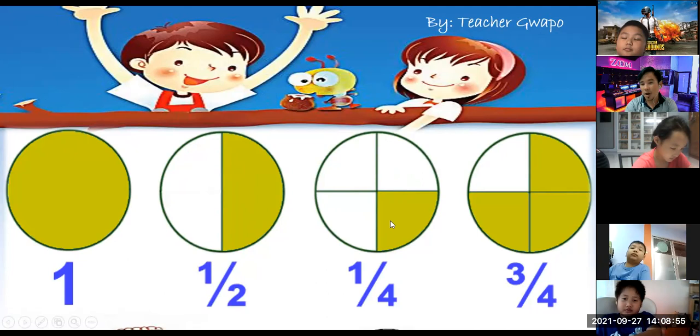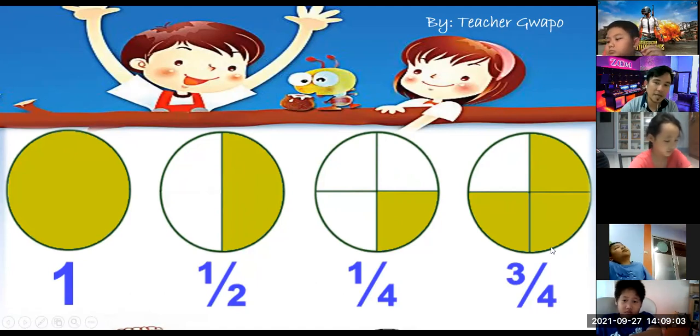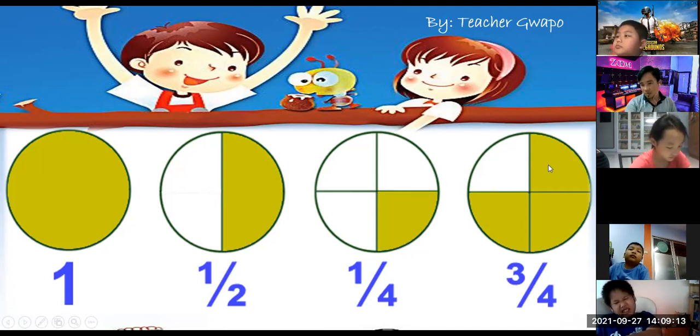4 parts. 1 part is shaded. Here, 1, 2, 3, 4. We have here 3/4 because 3 parts are shaded. You can see here number 4 is the denominator because there are 4 parts. 1, 2, 3, 4. 4 parts.